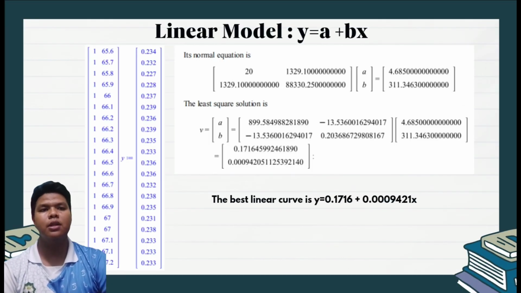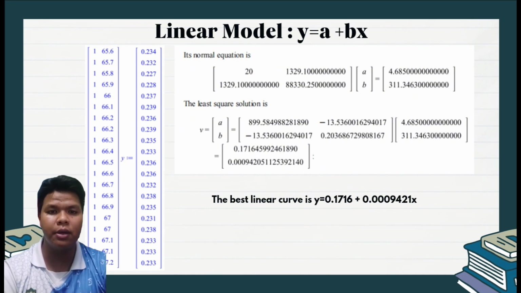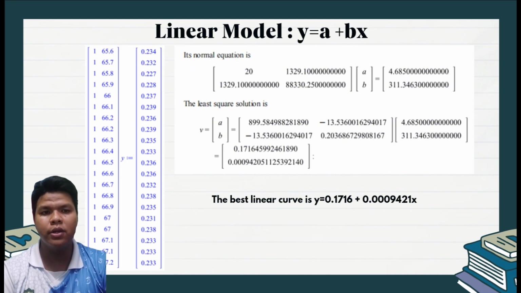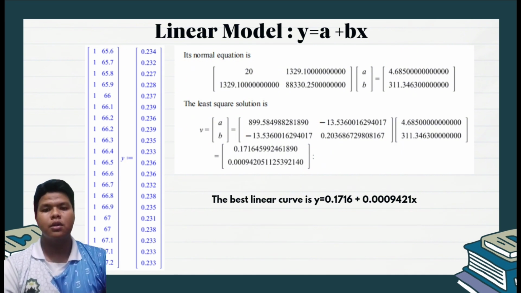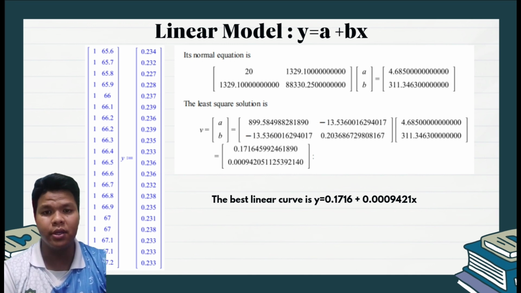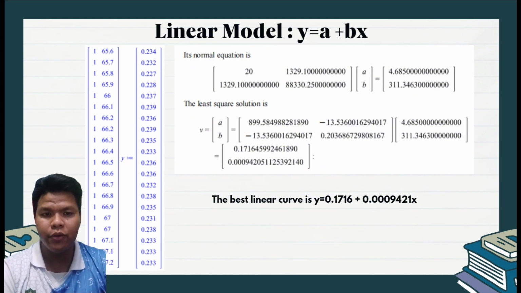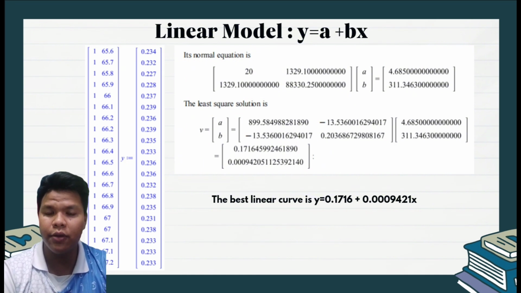The first model is the linear model. The equation is y equals a plus bx. The blue one is the data that we obtained. The normal equation we can obtain from A transpose multiplied by A and A transpose multiplied by y. The least square solution we can obtain from A transpose A inverse multiplied by A transpose multiplied by y.